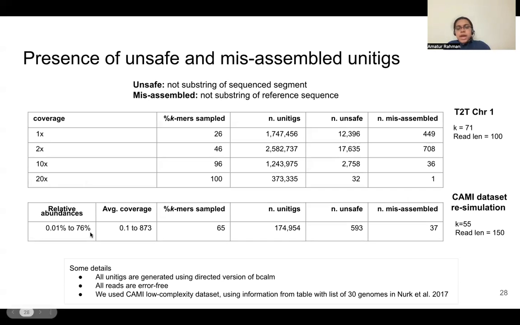To answer that, we had to use a metagenomic data set. We use the CAMI low complexity data set, and we needed to resimulate it using the list of 30 genomes in the paper. And we use the same relative abundances and average coverages that they have in the paper. The reason we had to resimulate is because we want error-free reads. Okay, so we use reads of length 150 and K55 to get 37 misassembled unitigs. So even with high sequencing depth, we do get some misassembled unitigs.